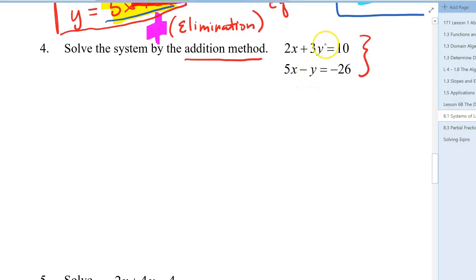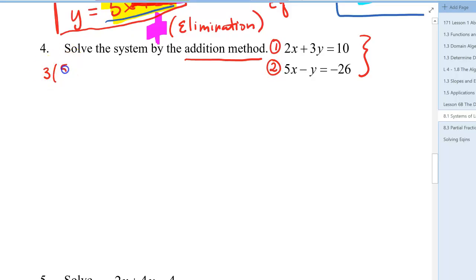So I notice that in these equations, the top equation has 3y, the bottom equation has negative y. If I were to multiply this bottom equation by 3, then I would have 3y minus 3y, which would eliminate the y variable, resulting in an equation with just one variable, which we can then solve. So I'm going to take this equation 2 and multiply it by 3.